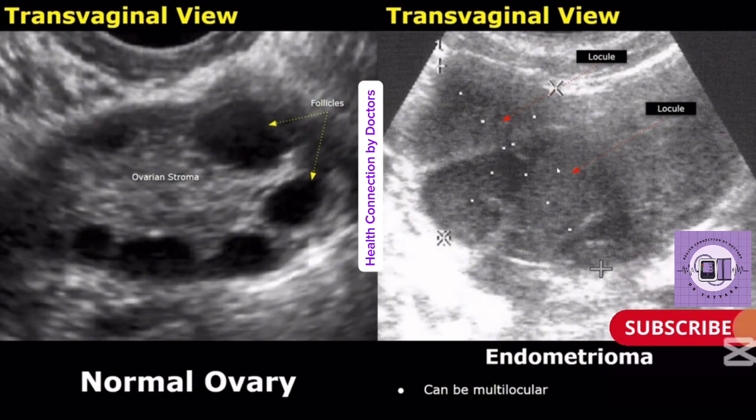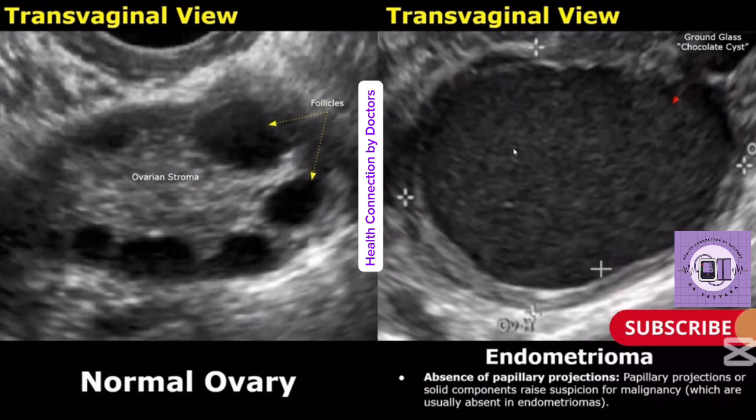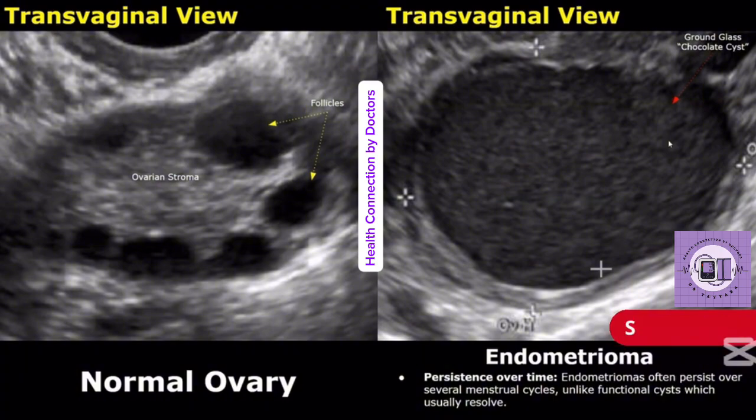A locule is a compartment or a cavity. In this case, we can see two locules with a wall or septation separating each other. Endometriomas are usually clear from inside. They will not have any wall growth or solid tissue papillary projections. The papillary projections may be a sign of a malignant tumor.